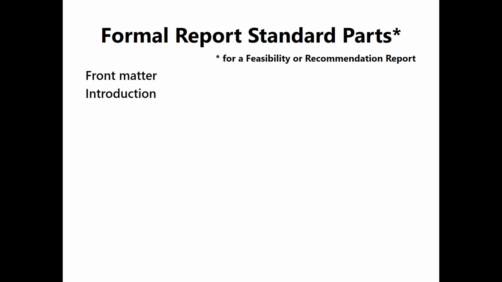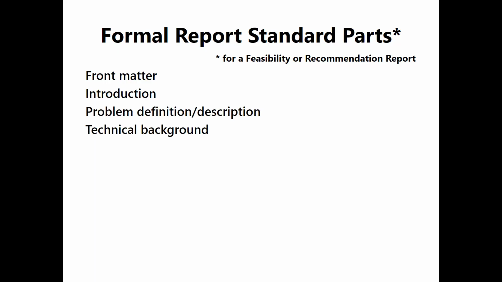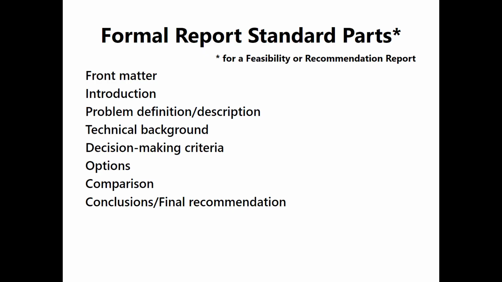Next up, let's talk formal reports and how they fit together. The standard parts for a formal report, standard parts I should say for a feasibility and/or recommendation report, you can use it for all sorts of different types, but what I'm going to give you is really good for these two. You start with your front matter, you go to introduction, the problem definition and description, a technical background, decision-making criteria, an options section, a comparison section, conclusions and final recommendation, and any back matter.